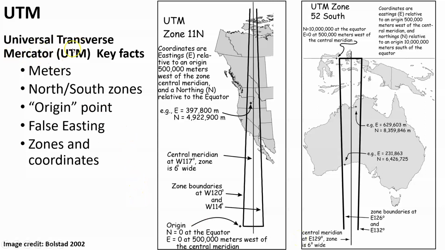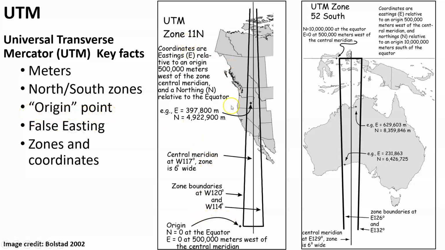So UTM coordinates are going to be displayed in meters. As I mentioned, we have UTM zone 11N. Then we also have UTM zone 11 south, right? So we have north zones and south zones. The way that these zones work is you have to find an origin point.